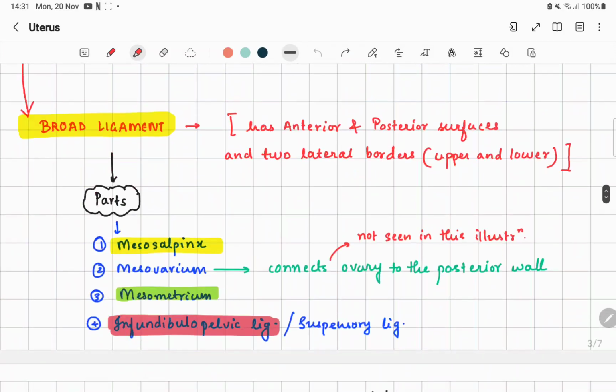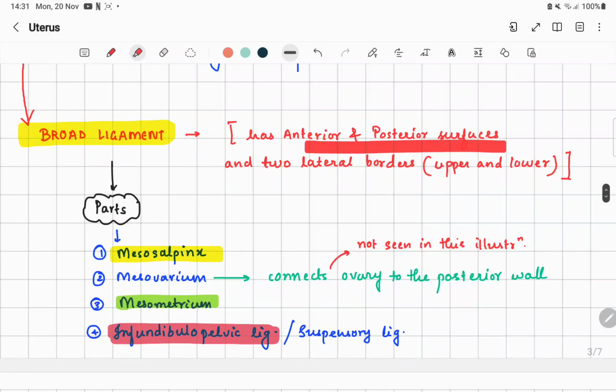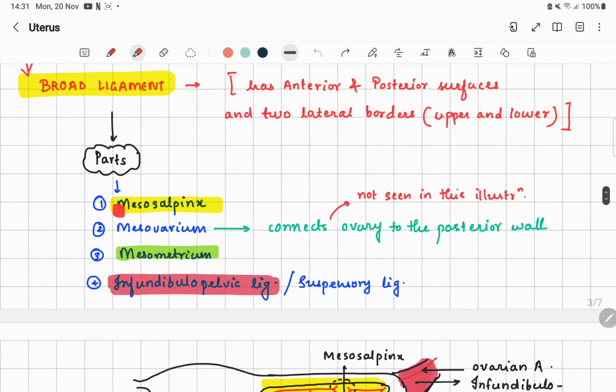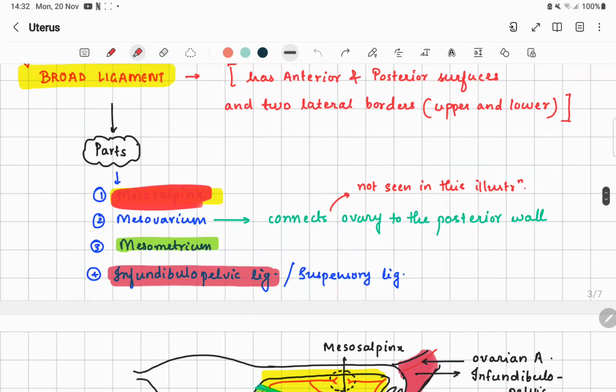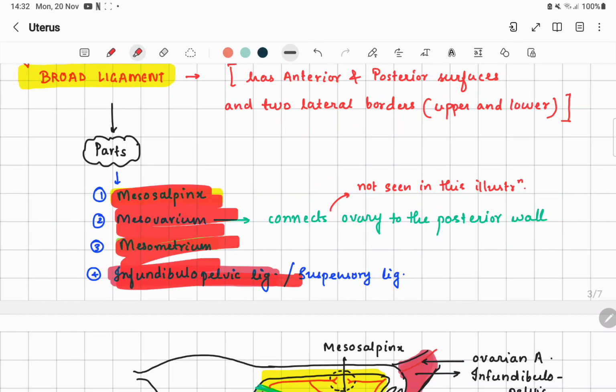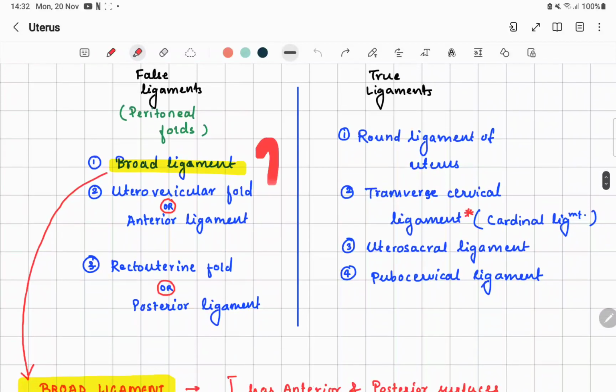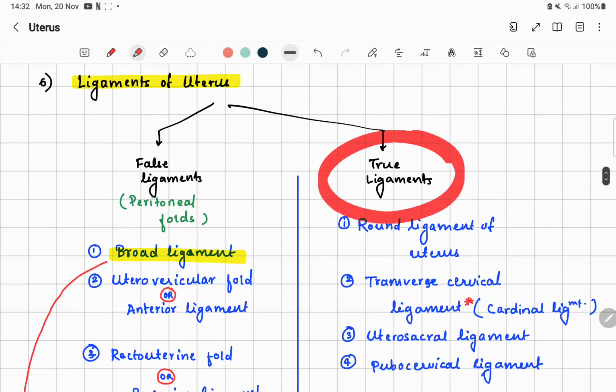We also have a broad ligament. Talking about the broad ligament, it has anterior and posterior surfaces and two lateral borders. It has four parts: mesosalpinx, mesovarium, mesometrium, and the infundibulopelvic ligament. These are your false ligaments. And what are the true ligaments of the uterus?